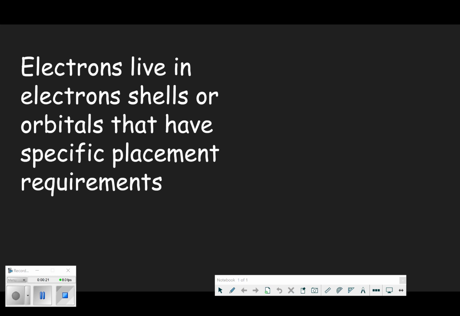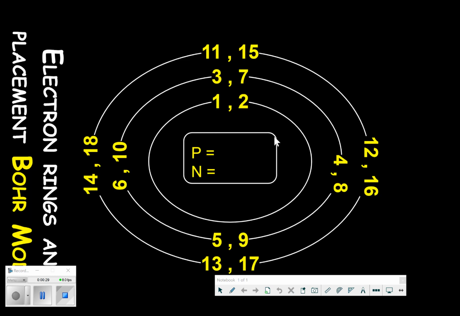And electrons live in electron shells or orbitals that have specific placement requirements. Okay, so we have three electron shells or orbitals that we're going to deal with. Now there are more, but we're only going to be specific about the first 18. And the first 18 elements only have up to 3 shells. Okay, each of these shells holds electrons.